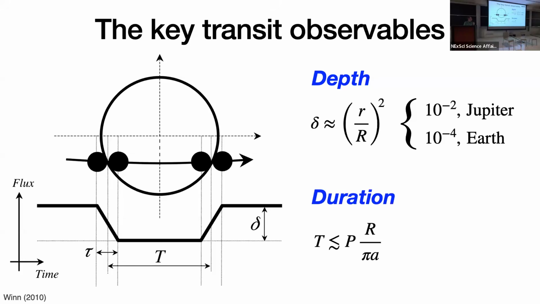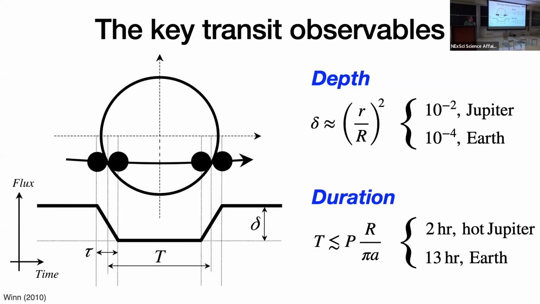And the other main observable is the duration. The duration is a small fraction of the period. You multiply the period approximately by the radius of the star over half of the circumference of the orbit. So these are short duration events. For a hot Jupiter, it's typically a couple of hours. And for Earth, going in front of the sun, that's about 13 hours at most.